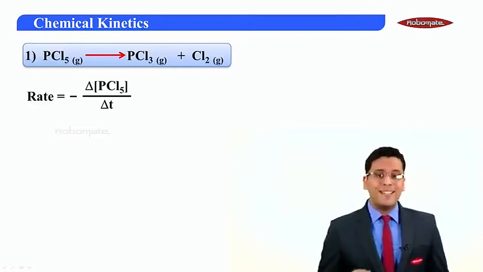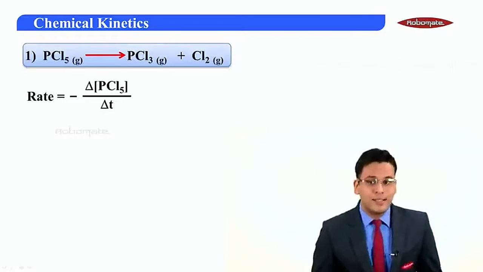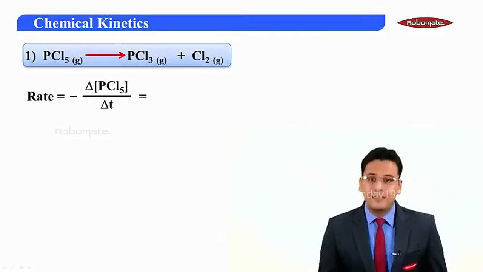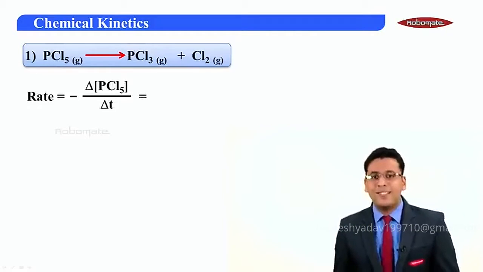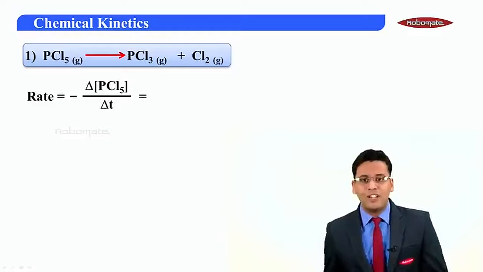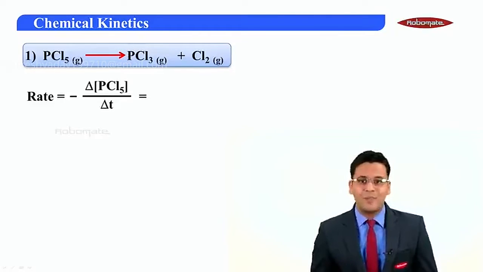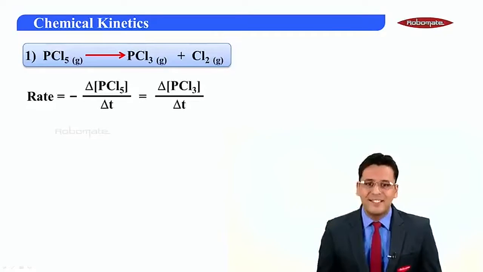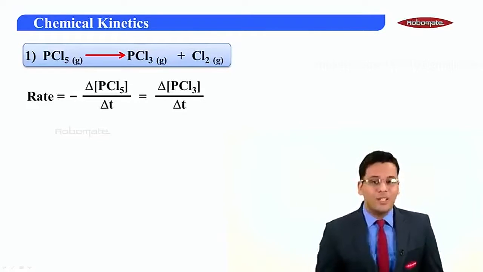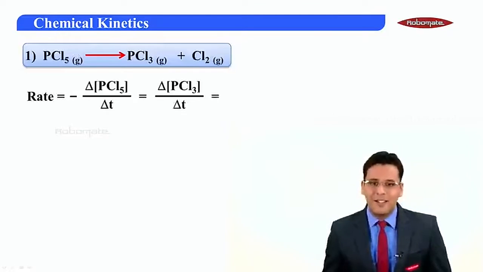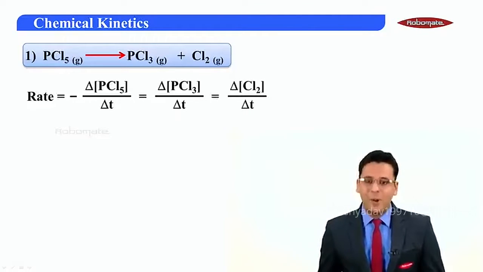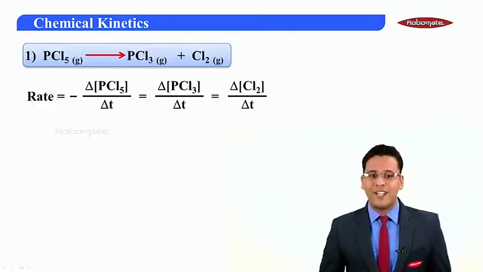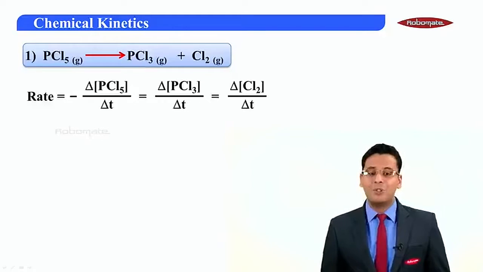In terms of PCl3, since it is a product, I can say that the rate is equal to plus, because as I just said, PCl3 is a product, its concentration will increase with time. So it will be delta concentration of PCl3 upon delta T. Also in terms of chlorine, it will be plus delta concentration of chlorine upon delta T. This is just like the definition of rate of reaction that we have seen in the earlier modules.